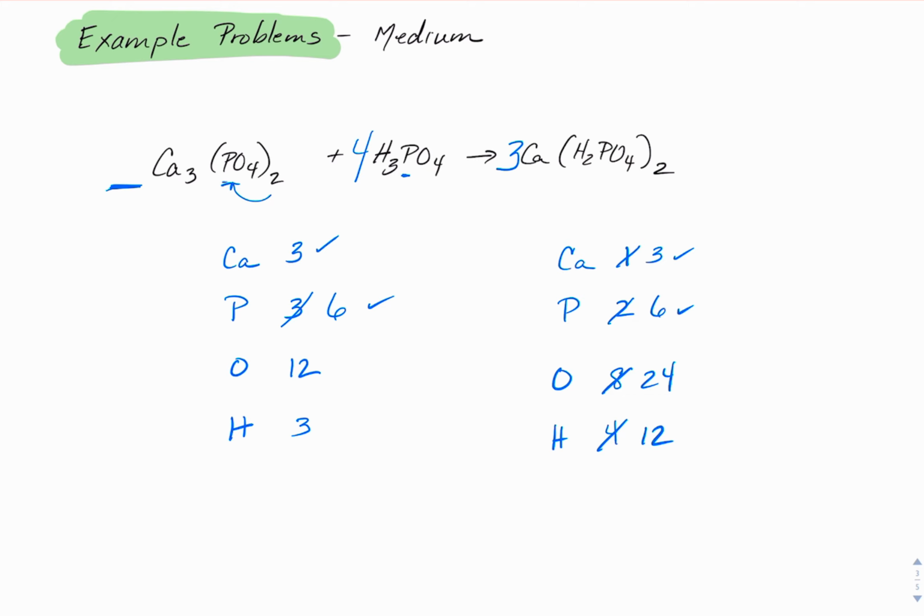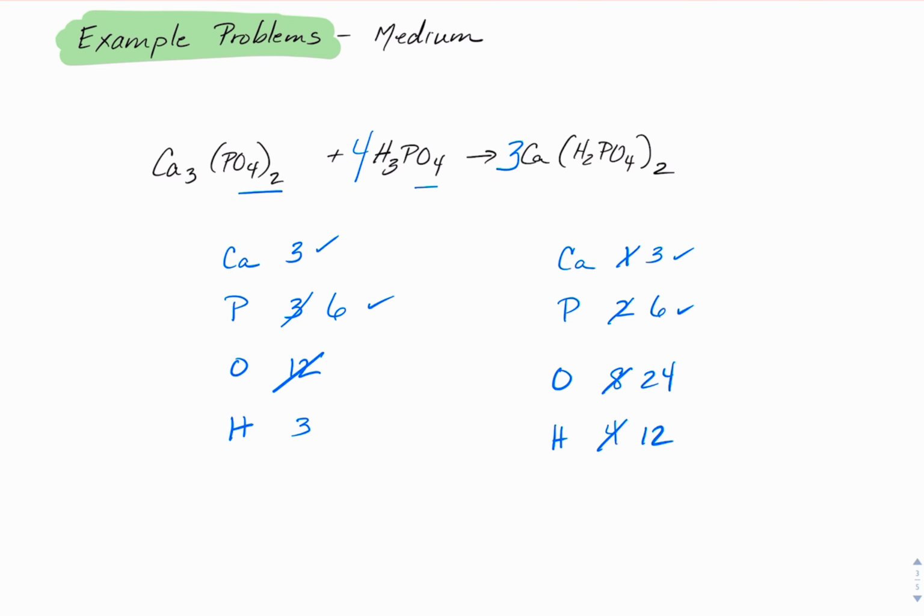So what we want to do now is let's go through and count how many oxygens and hydrogens are now present, since we've adjusted that on the left-hand side as well. So for oxygen, there's 8 in the first substance, and now there's a total of 4 times 4, which is 16.